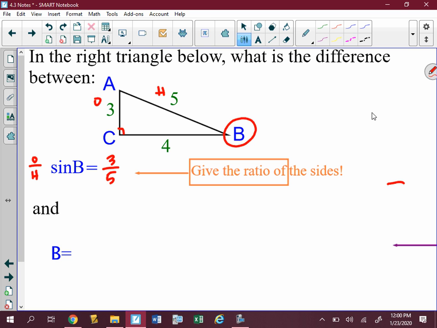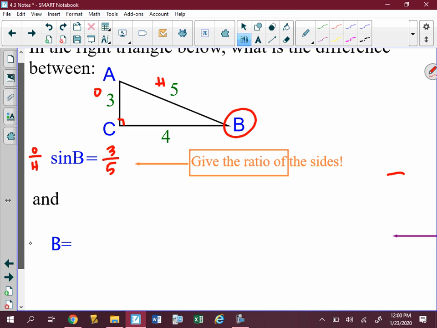But then, what if I ask you to find B? Well, what does B represent? It's an angle. So up here, I know the sine of B is 3/5, but I need to find B. Can you just divide by sine? Try that on your calculator. Try 3/5 divided by sine. It's not going to let you do it. It's going to give you a syntax error or an error of some sort.